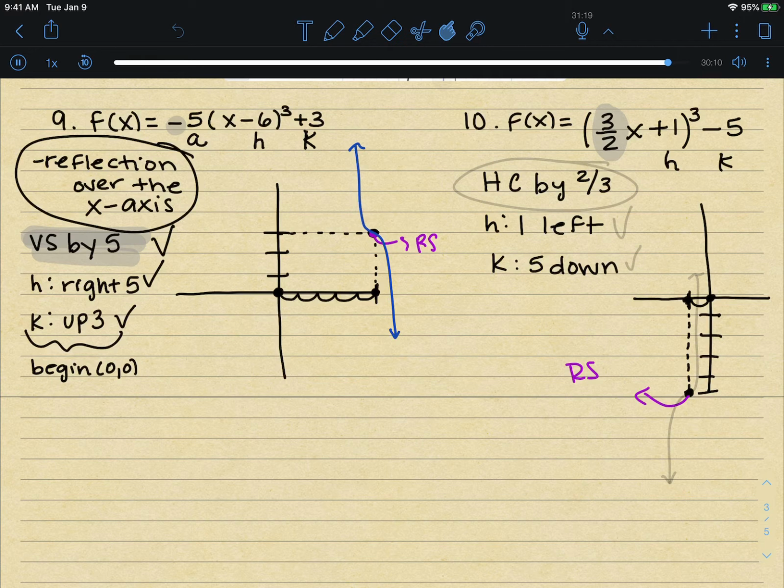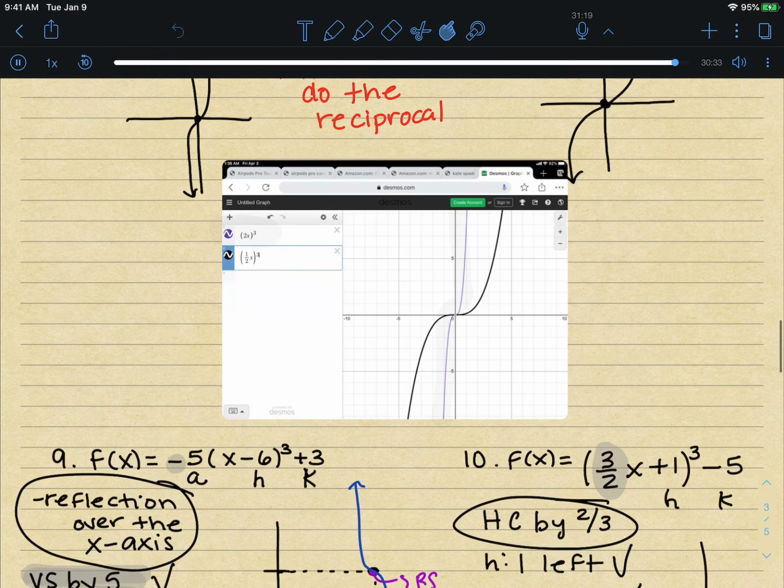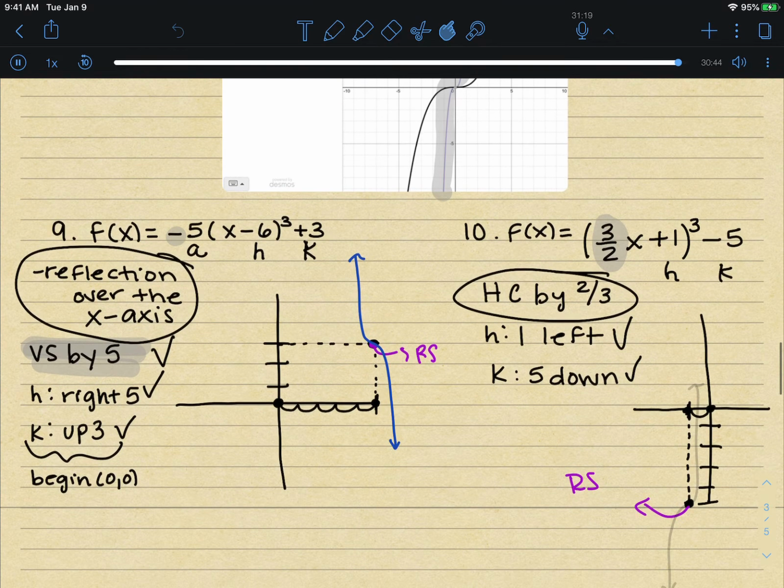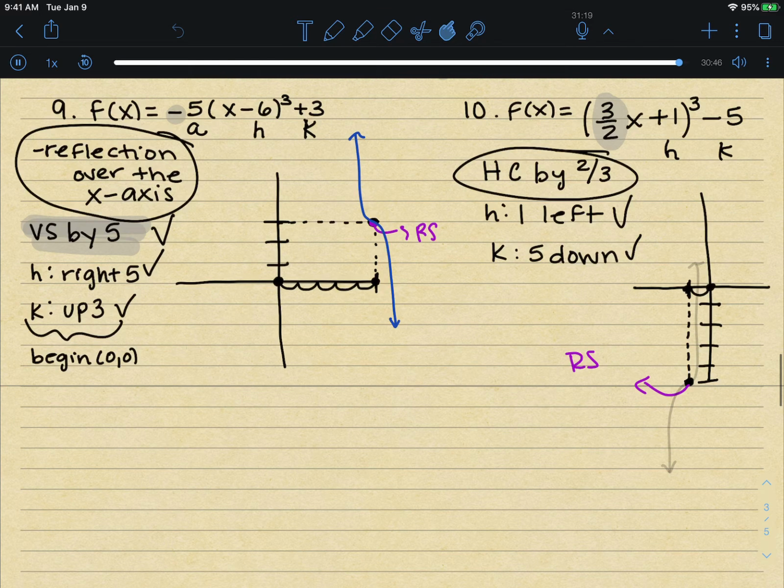Now, do I have a reflection over the x-axis here? No. So is it going to look like the one that I have over here? Nope. It's going to look like the regular one that we graphed at the very beginning of this lesson. But I do have a horizontal compression. What does that mean? Well, let's kind of refresh our memory here. A horizontal compression means that it is going to look like the purple one here. So once again, it's going to look very thin. Okay, so let's go back over here, make this one look very thin.